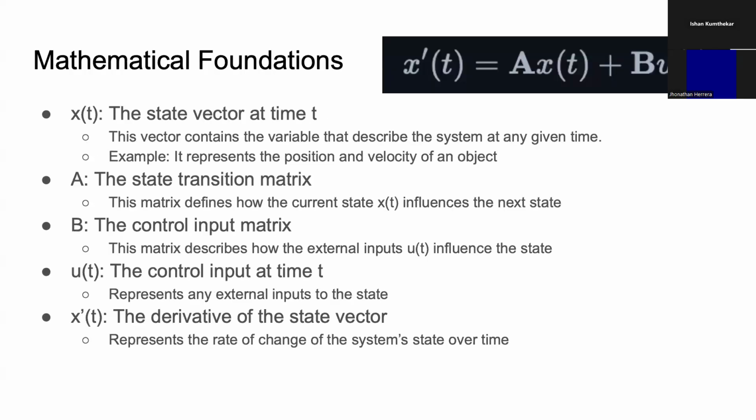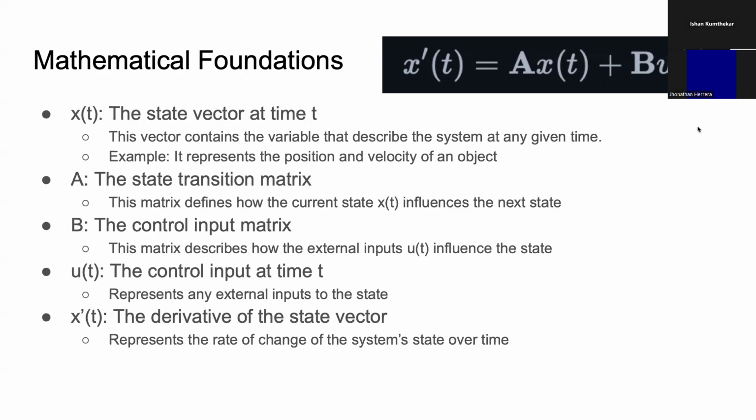So I'm going to go over the main equation. It's split into two pieces. The main piece is x prime equals A times x plus B times u. So x is the state vector at time t. This vector contains variables that describe the system at a given time. For example, this can represent the current position and velocity of an object.